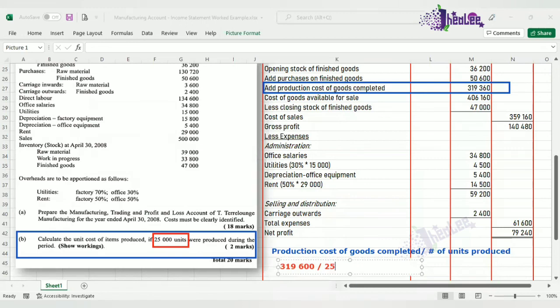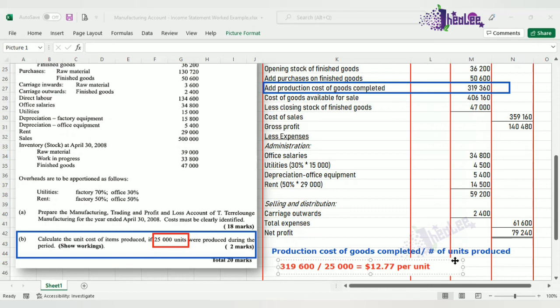So we're going to divide this 319,600 by 25,000. And this gives us a unit cost of production of $12.77 per unit. So to produce each unit, it costs the business a value of $12.77. And you keep your two decimal places unless you're told to round off to the nearest dollar.